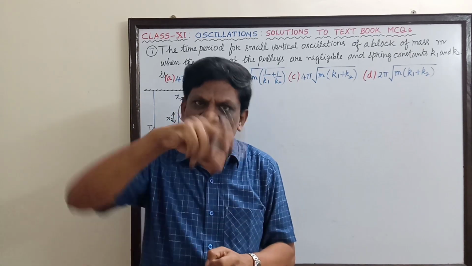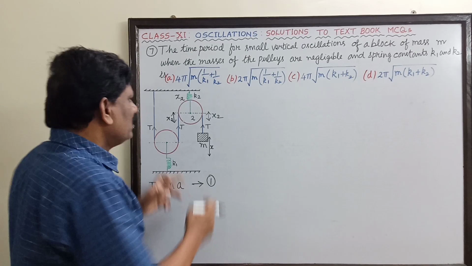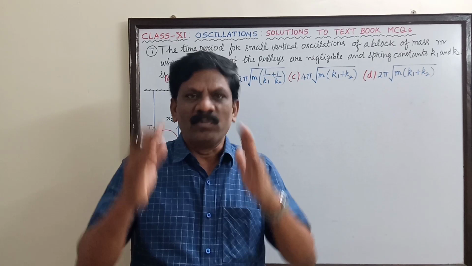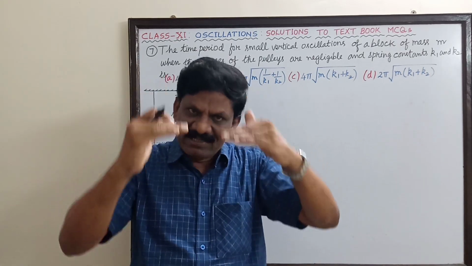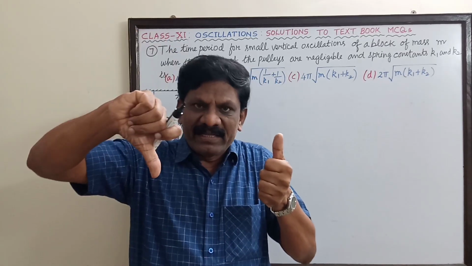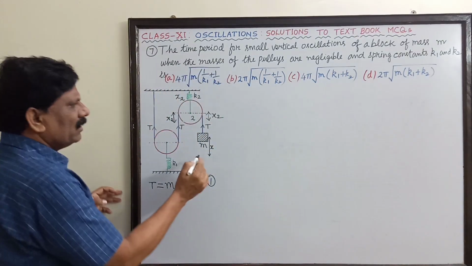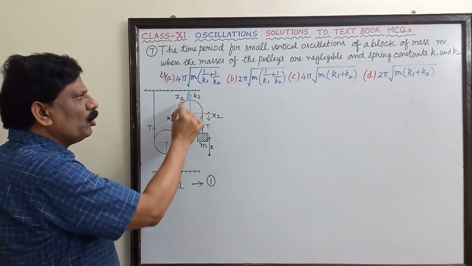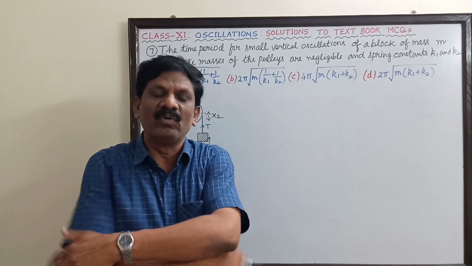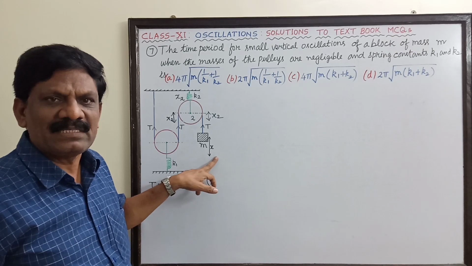Now, the string is passing over the pulley. How much length of the string is going to extend? The pulley is moving down through a distance x2, but over the pulley, the upward part x2 and the downward part x2 will be the increase in the length of the string. So x2 plus x2, that is 2x2, will be the extension of the string passing over the pulley. That will be added to the downward displacement of the mass.